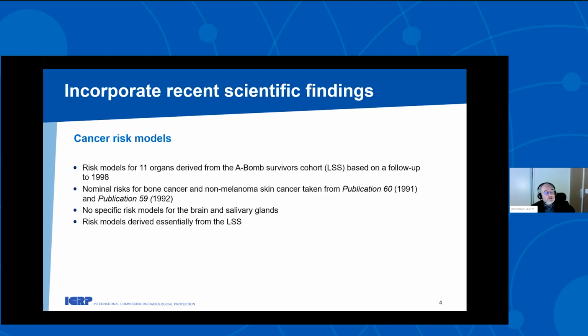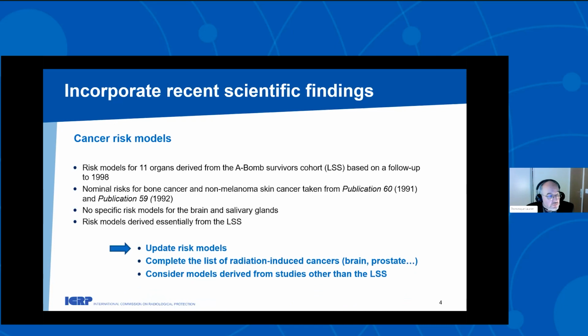No specific risk models were used for brain and salivary glands, and the risk models were all derived essentially from the LSS, from the A-bomb survivors cohort, which is a very specific situation of exposure, of course. And so the first proposal for evolution is clearly to update what we know about the cancer risk models. It's clearly feasible to use more recent, more updated models today.